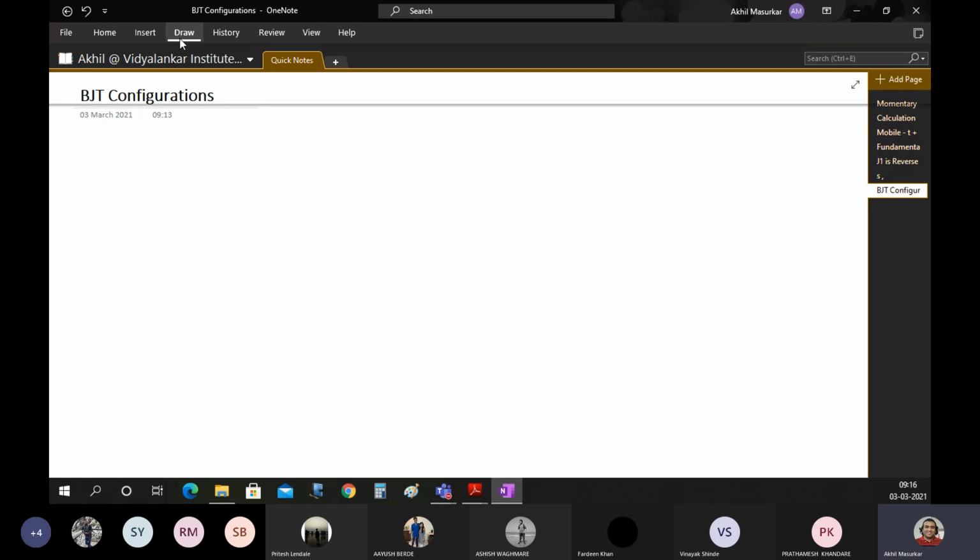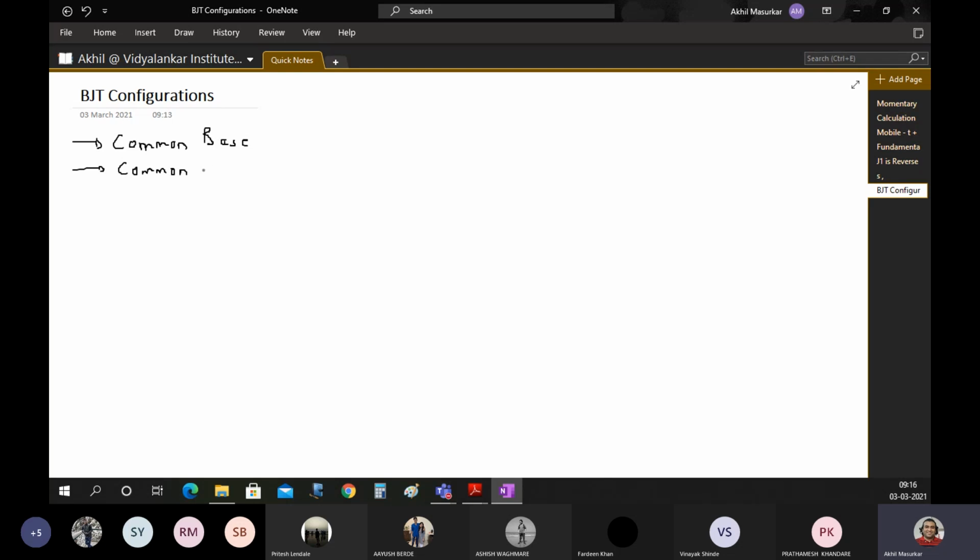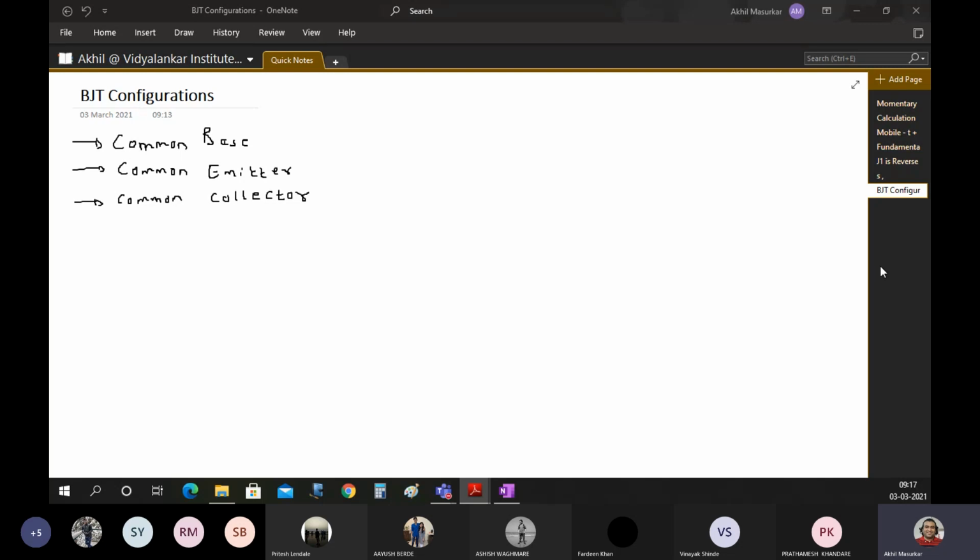So first one is, we will say there are three combinations, that is common base, then we have common emitter, and then we have common collector. So let us see the block diagrams of all of them together. So we can just have that here.